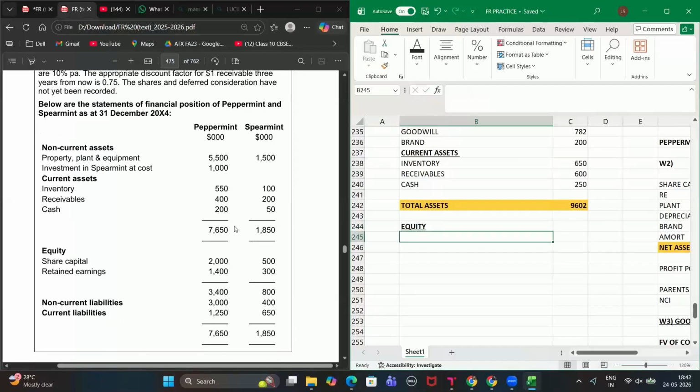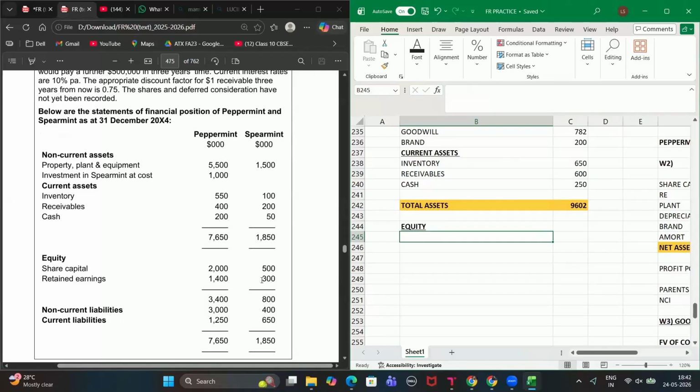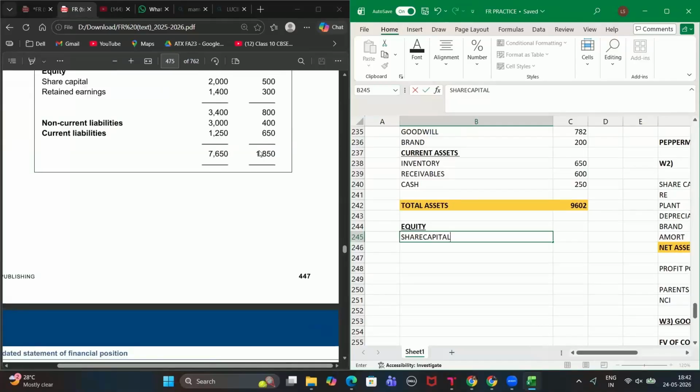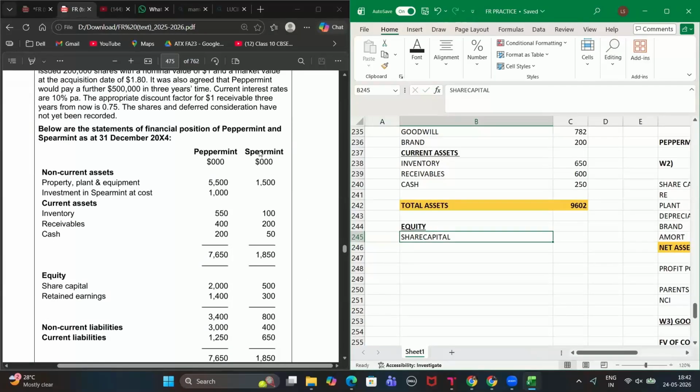What do we have in equity? Tell me. What all things will we take in the case of equity? We'll be taking share capital.